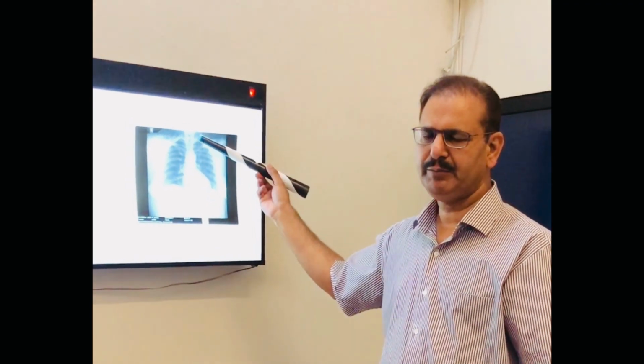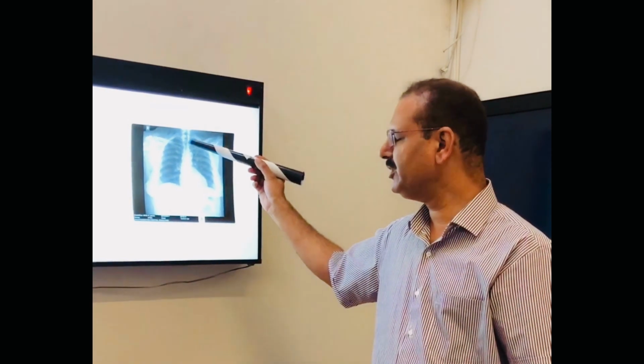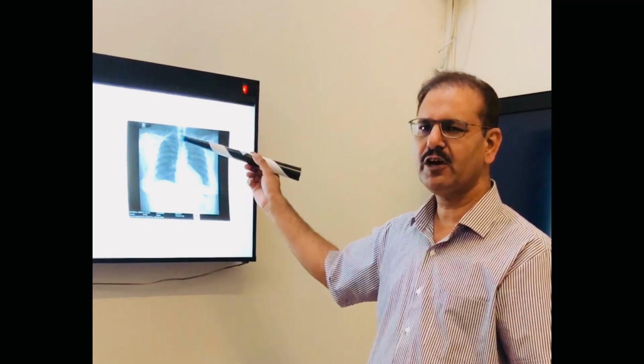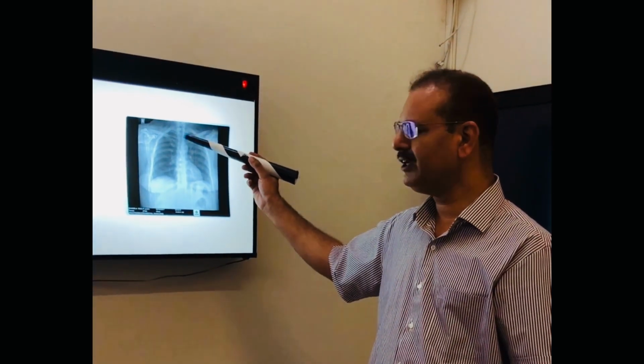What problem can be picked up in the trachea? There may be tracheal deviation to one side or the other because of a large goiter or some mass in the neck. So there may be tracheal deviation.